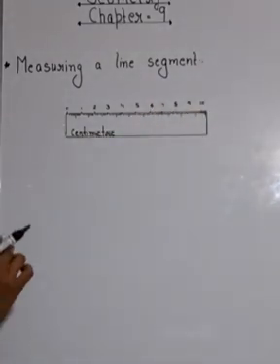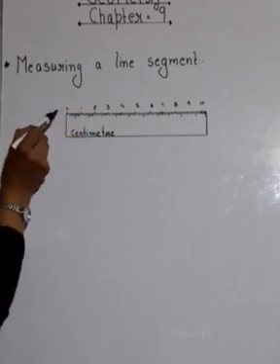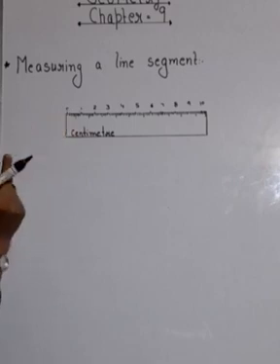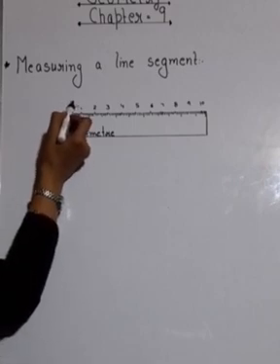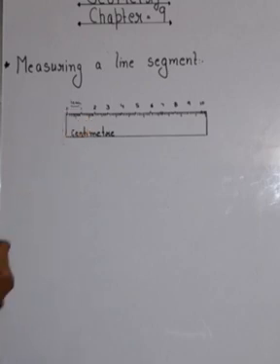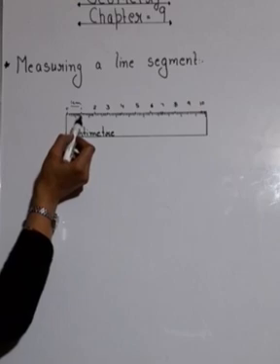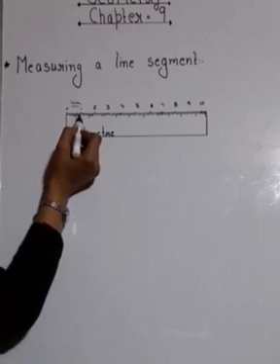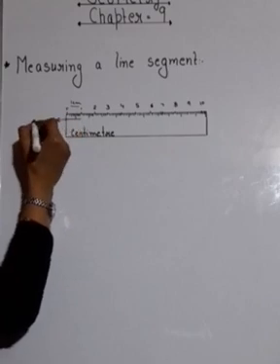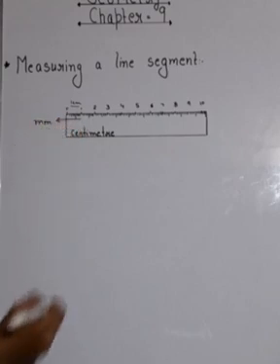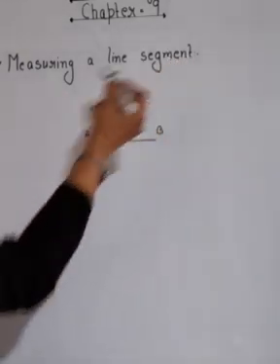Okay, so in a scale, this one block from 0 to 1 is of 1 centimeter. Okay, from here to here it is of 1 centimeter. And next, this small block is further divided into 10 small equal divisions, and these small equal divisions are in millimeter, which in short you write as mm. Next, we are having measuring a line segment.